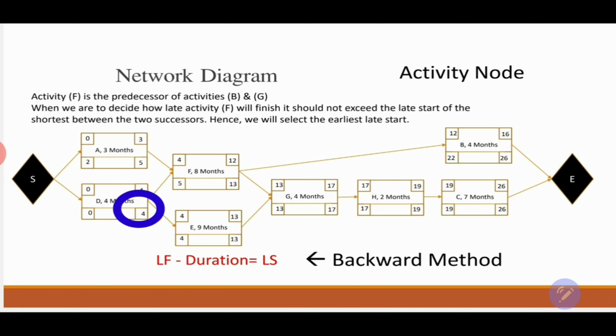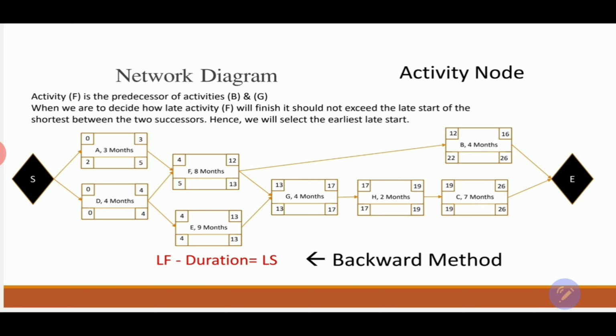Use the same equation. 4 as a late finish minus 4 months as a duration, and that's going to be 0 as a late start. We still have one activity, which is activity A, and it has only one successor, which is F. So the late start of activity F is 5, and that 5 is going to be the late finish of activity A, the predecessor. Use the same equation.